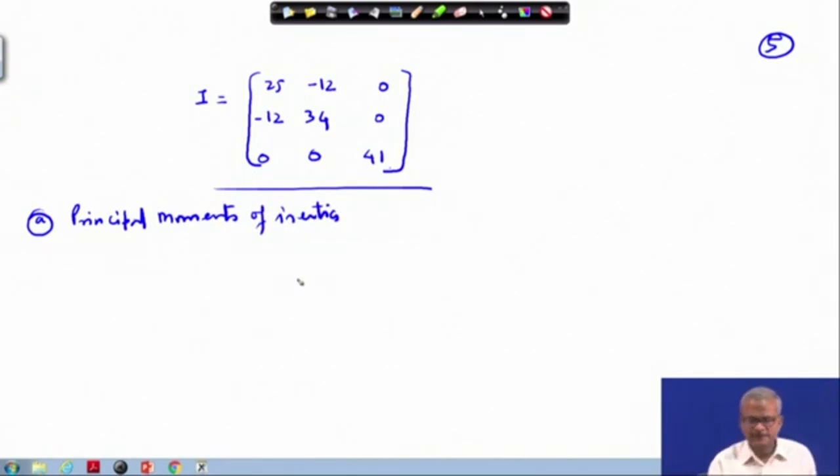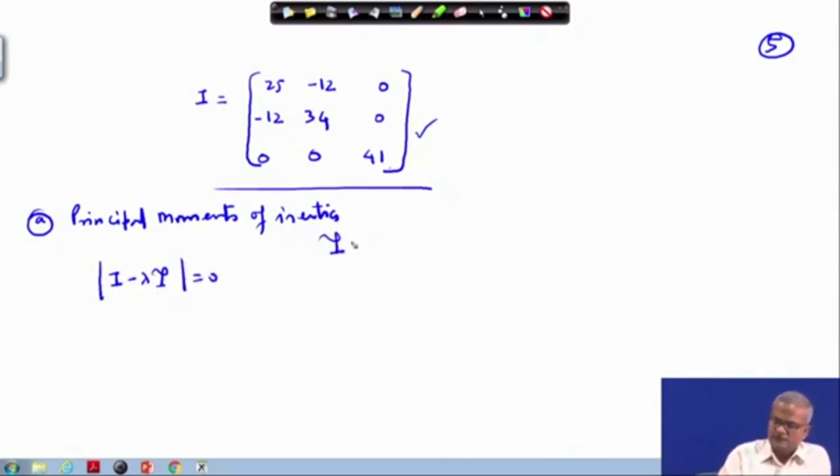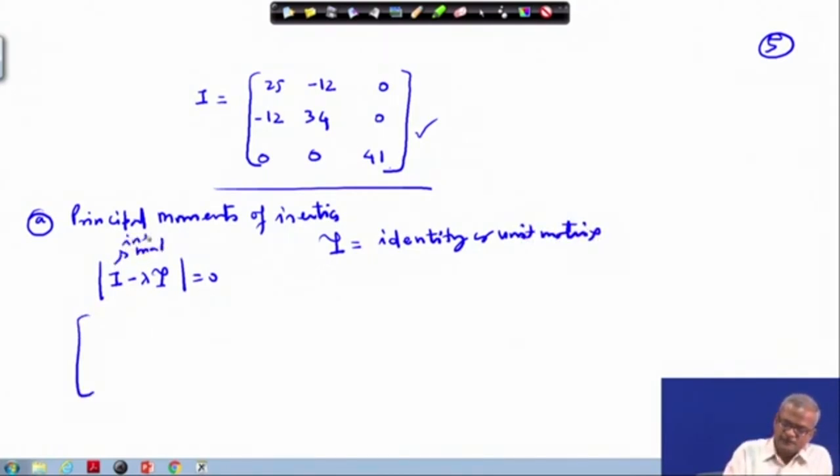And how do we do this? Basically, you have to find out the eigenvalues of that. While discussing the rigid body attitude dynamics, I have discussed that in detail. So, just as an example, I am solving it here. We have to solve it for the determinant of I minus lambda times the identity, where this is an identity or unit matrix, and this is the inertia matrix. If we insert these values, if you subtract it, this becomes 25 minus lambda, minus 12, 0, 0, 34 minus lambda, 0, and 0, 0, 41 minus lambda.